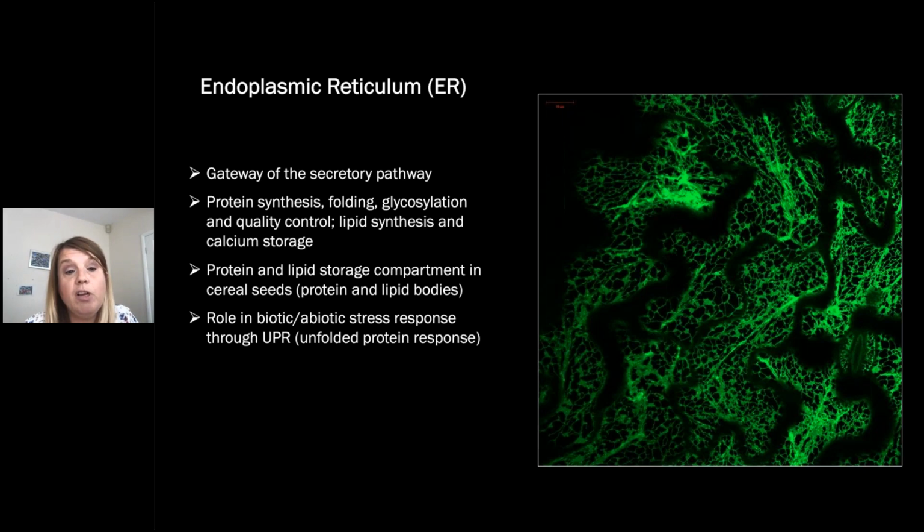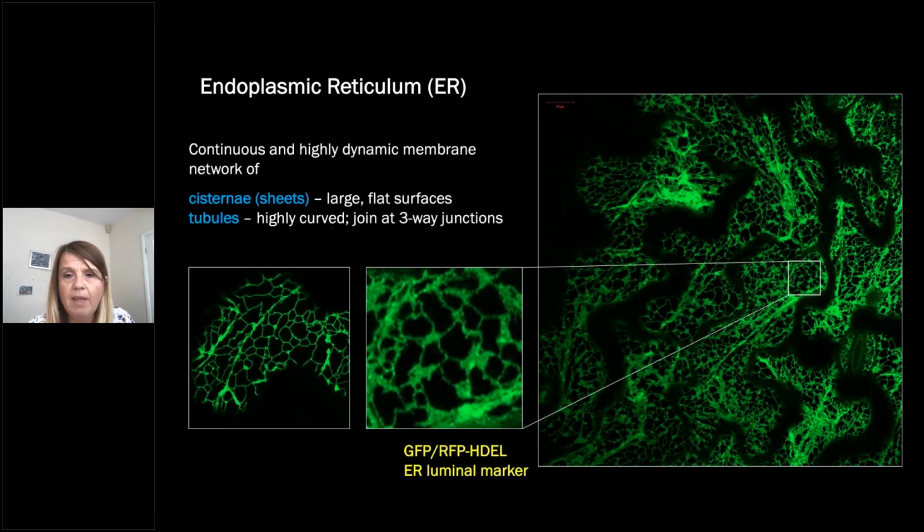I just want to say that I'm not going to be talking about UPR or ER stress today, but it is obviously a big topic and very relevant. So the ER is a continuous and highly dynamic membrane network, which is composed of a combination of sheets, which are these large flat surfaces, which I'm hoping you can see with my mouse, and tubules, which are highly curved and joined together at these three-way junction regions.